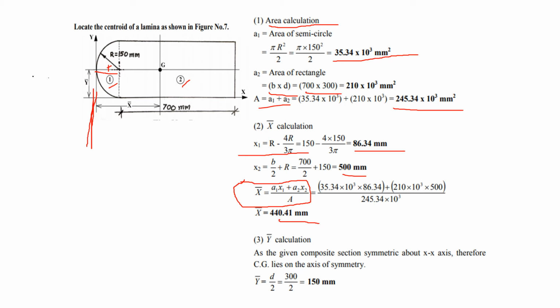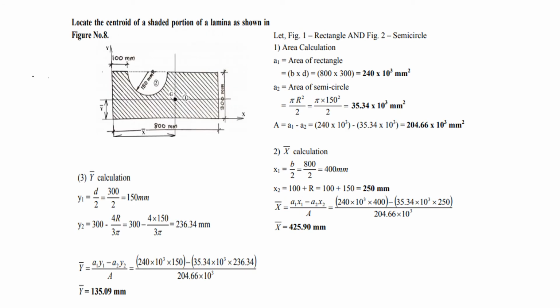So as given, composite section is symmetric about x-axis. So center of gravity lies on axis of symmetry. So y bar is nothing but the total diameter divided by 2. So y bar is 150 mm. It is because the given figure is symmetric to x-axis. So therefore y bar is 150 mm.